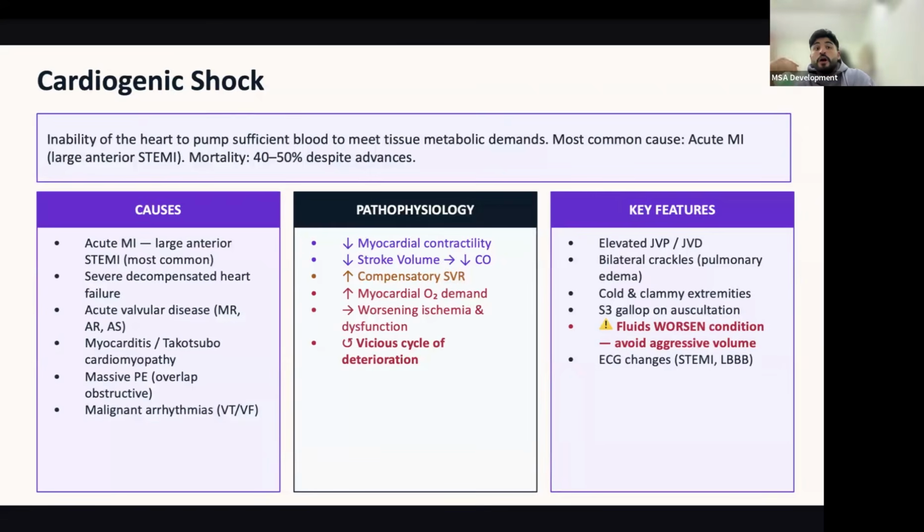The blood is not pumping. Your heart fails to pump, right? And you're going to have cold and clammy skin. And of course, you're going to have ECG changes like STEMI, for example. Something that you need to keep in mind: in cardiogenic shock, it's not a problem with fluid. The heart is failing to pump the fluid. The pathway is obstructed, so giving patients fluid is only going to worsen their condition. So avoid aggressive volume of fluids.